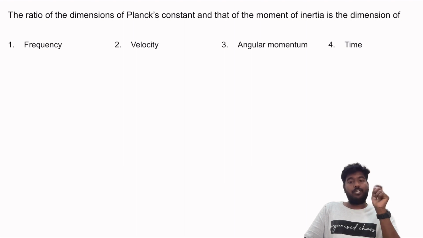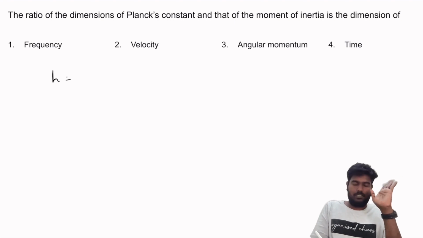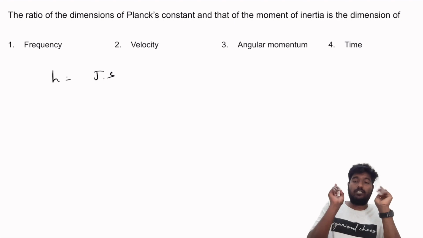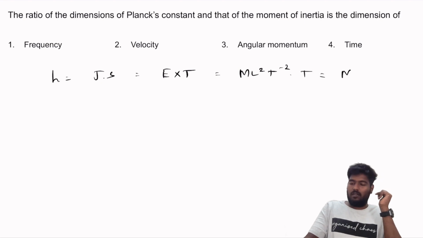For example, you know that the Planck constant H has the unit of 6.63 into 10 power minus 34 Joule seconds. Okay, joule is a unit of energy. So it's energy into time. So energy is ML square T power minus 2 into time T. So ML square T power minus 1. So this is the dimension of Planck constant.